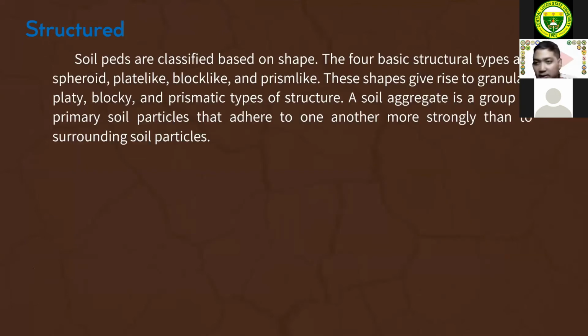So structured, these soil peds are classified based on shape. Sa yung shape na na-form ng Peds, doon natin kinaklasify yung uri ng structure natin, pagka-structured. The four basic structural types are spheroid, platelike, blocklike, and prismlike. These shapes give rise to granular, platy, blocky, and prismatic types of structure. A soil aggregate is a group of primary soil particles that adhere to one another more strongly than the surrounding soil particles.